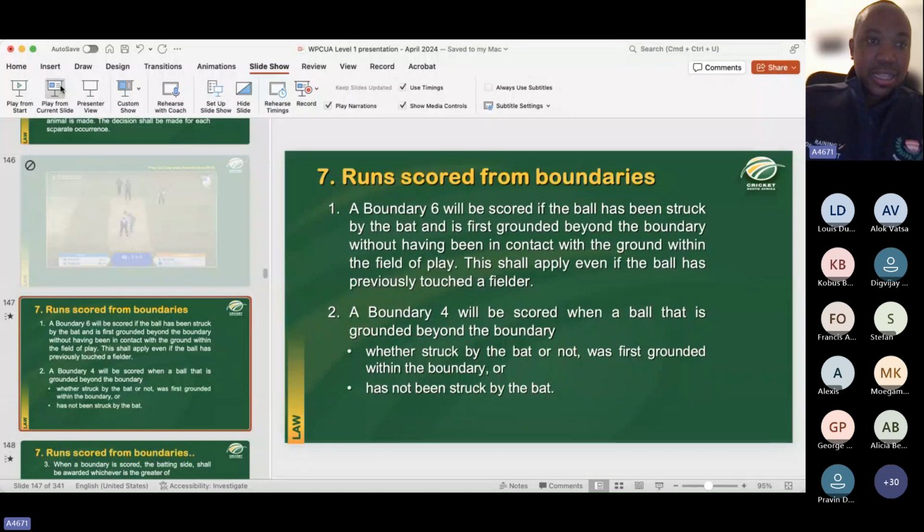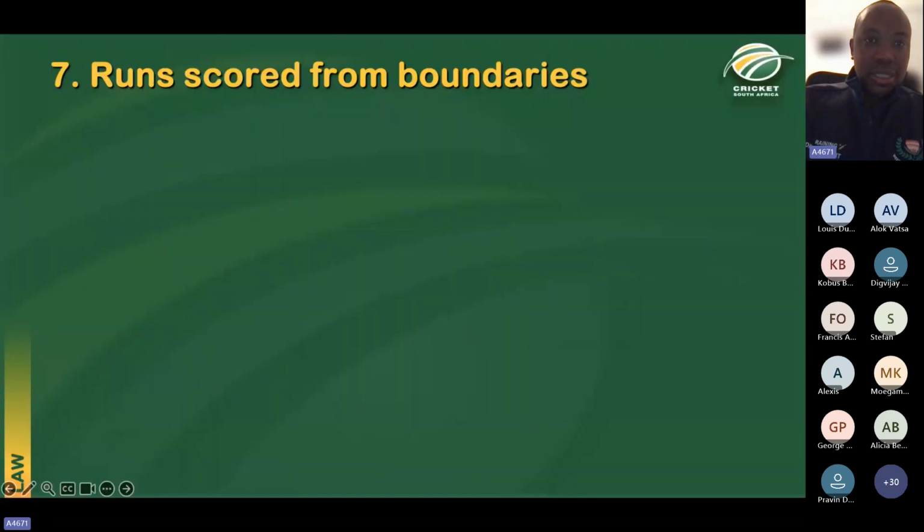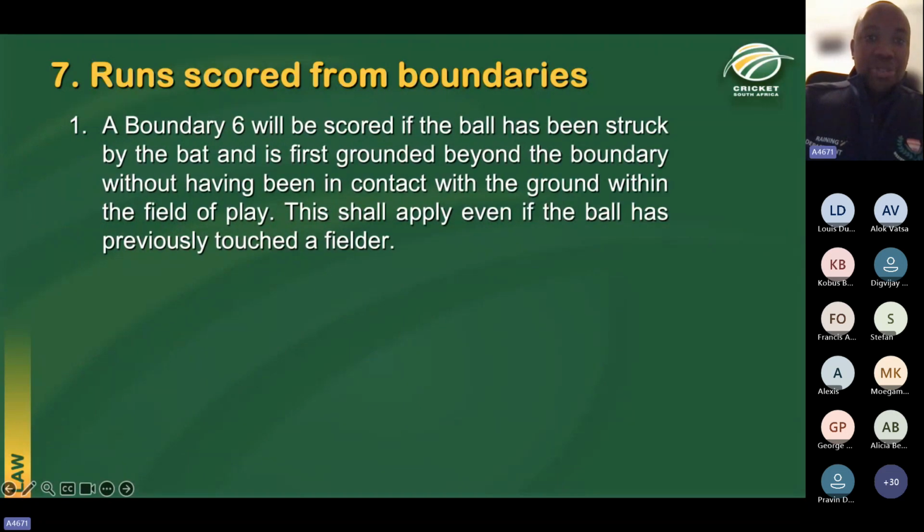Okay, here's the slide that gives us the answers. A boundary 6 will be scored if the ball has been struck by the bat. So has the ball been struck by the bat in this example? No, it has not. It has ricocheted off the top of the batter's helmet. He missed it when attempting a hook shot.